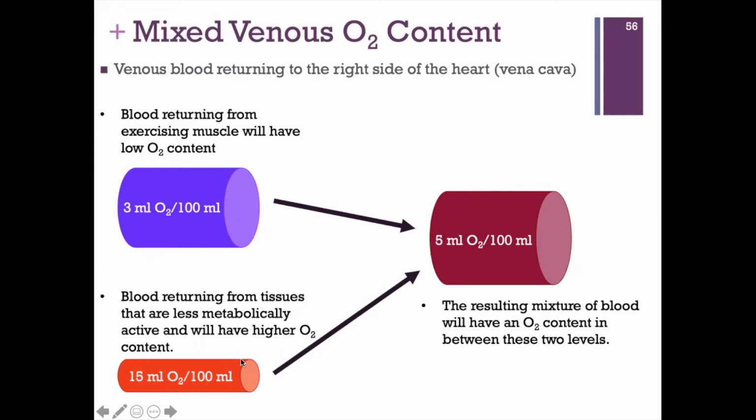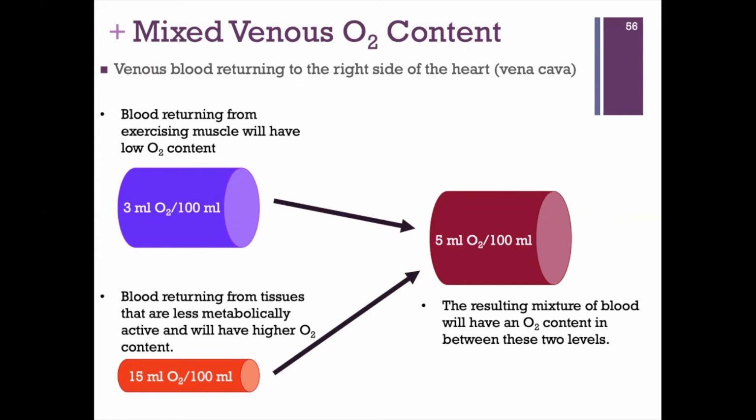These two bloods mix in our larger veins, like the vena cava. So we have blood returning from the working muscle with a very low oxygen content, and blood returning from the non-working areas of the body at a higher oxygen content, and these mix together to become the mixed venous oxygen content, around 5 milliliters of oxygen per 100 milliliters of blood.